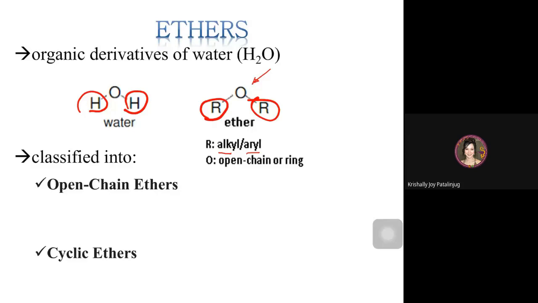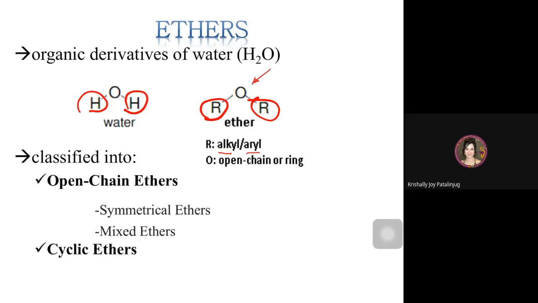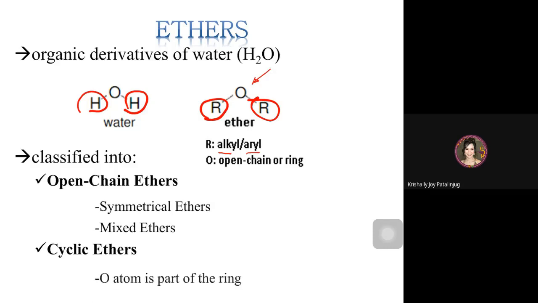So, pag sinabing open chain ethers, this can be further classified into two. Pag open chain, these are aliphatic ethers. Aliphatic ethers, walang involvement sa cyclic rings. Open lang siya. Now, this is subclassified into either symmetrical ethers or the other one is mixed ether. Then, the most common class of ethers are the cyclic ethers, wherein yung oxygen is now part of the ring.